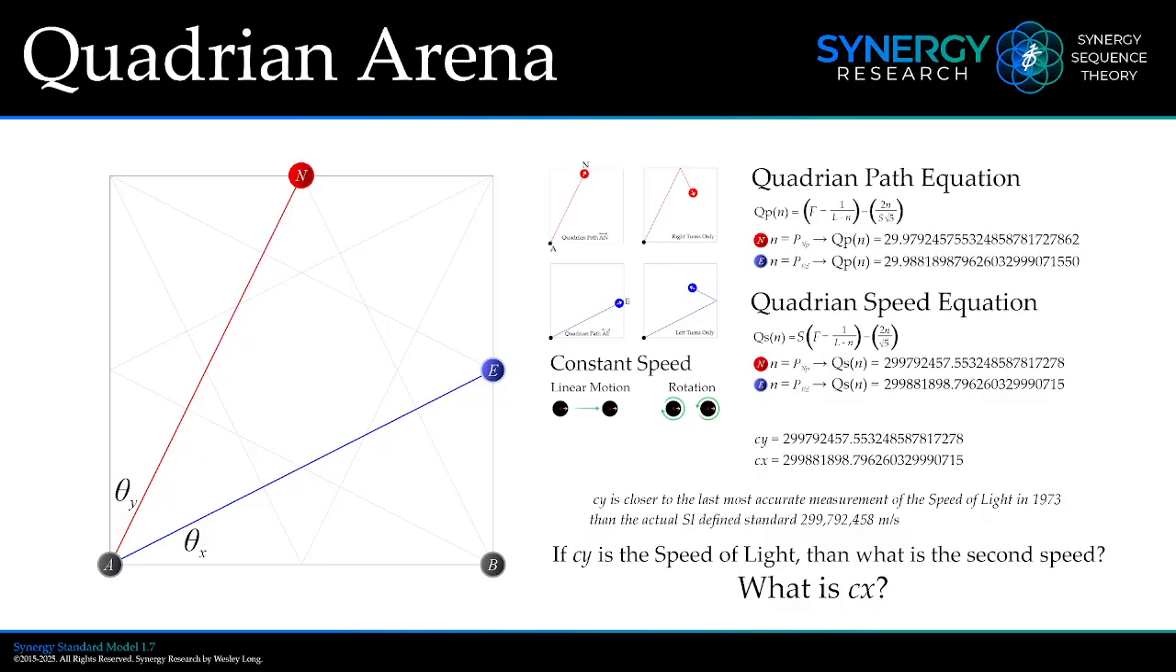The question at the bottom, if cy is the speed of light, then what is cx, isn't rhetorical, it's an invitation. This may represent a higher order invariant, a new kind of symmetry between speed and angle, between path and particle. If light has a speed, then space itself might have a speed, and cx might just be its value.